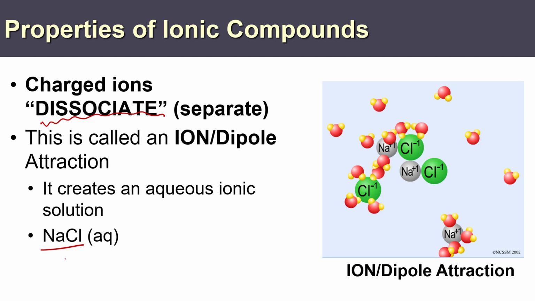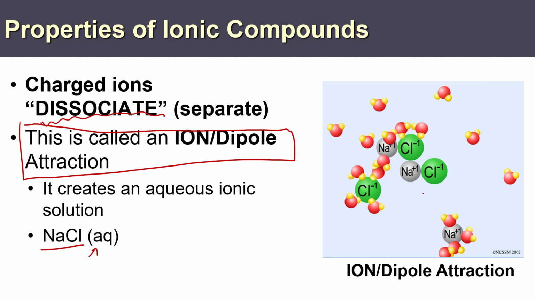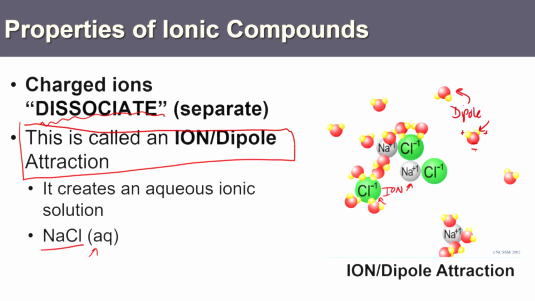We'd use sodium chloride, and now we would have to give it the aqueous designation because it is dissolved in water. This entire process is called an ion-dipole attraction. The ions are the ions from the lattice, whereas the dipole is our polar water. Dipole because it has two poles. It's got the negative end of it and it's got the positive end of it.